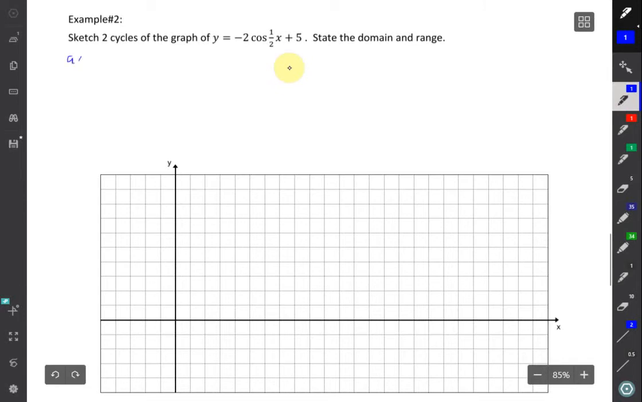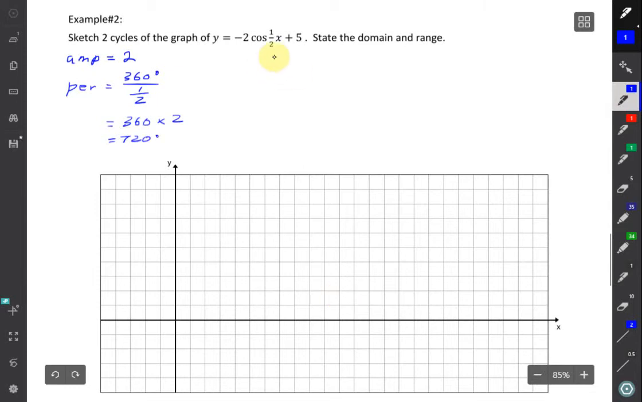So the amplitude of this function is 2. Based on the half, we can figure out the period. Remember, the formula is the period is equal to 360 degrees divided by the k value, which in this case is a half. We can divide this on our calculator, or we can invert and multiply. This would be 360 times 2 over 1, or just 2, which is 720.